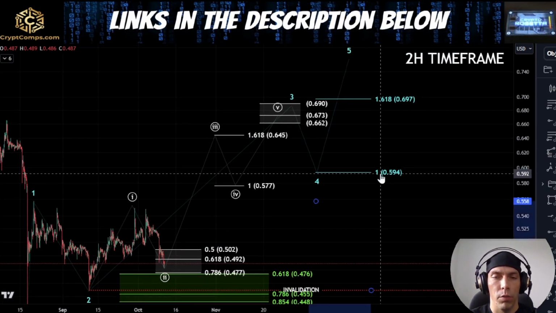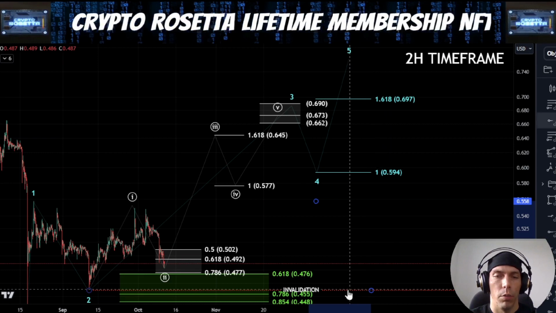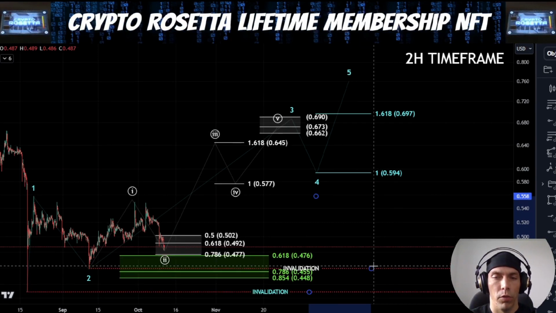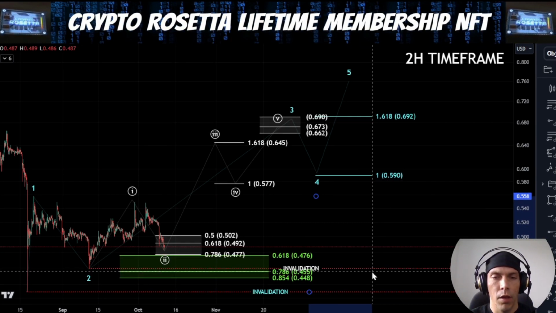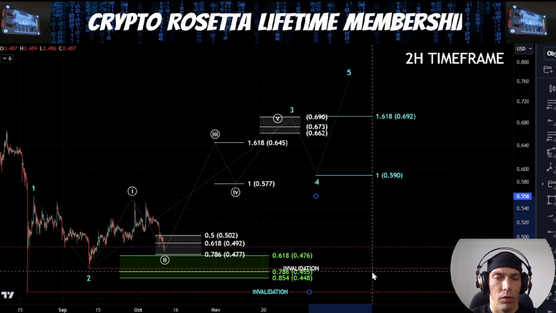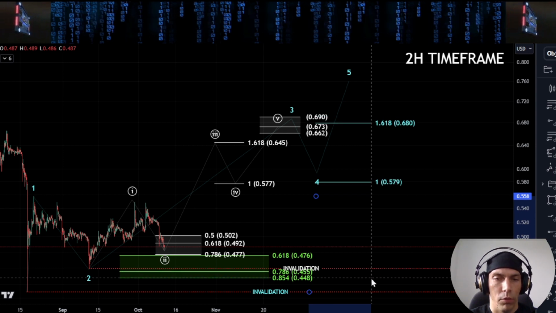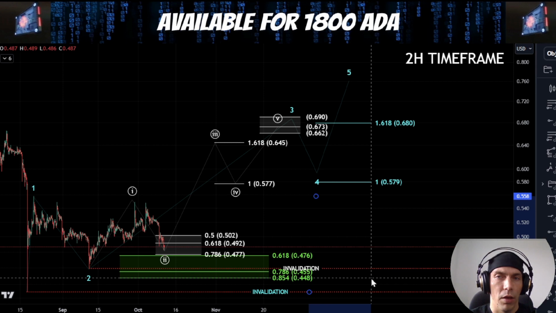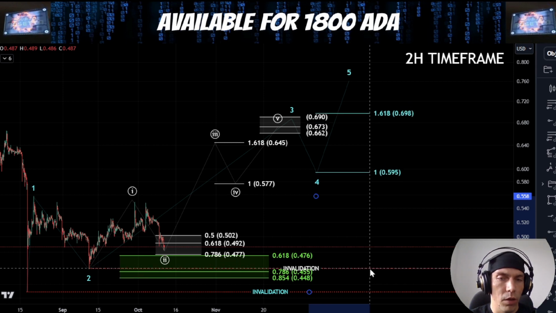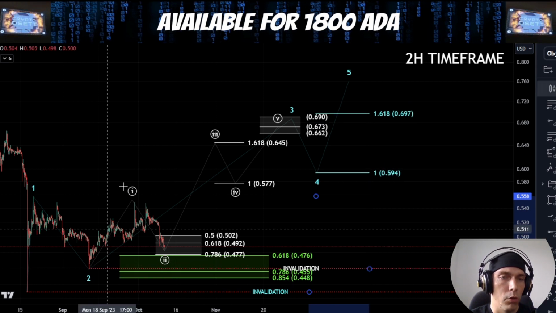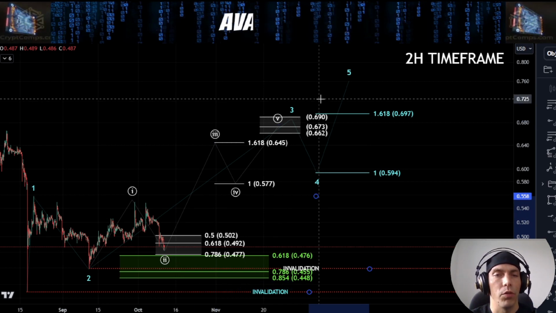And depending on how deep we go here, this would change how we look at this, because if we went down towards that 786, for instance, that target area would then become 0.692. If we move down towards that 0.854, it would become 0.68. So we'd need to keep an eye on that area. If we do continue to hold this, we could look for this potential rally.